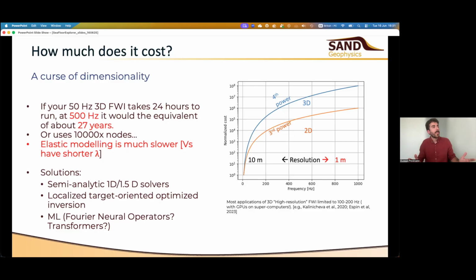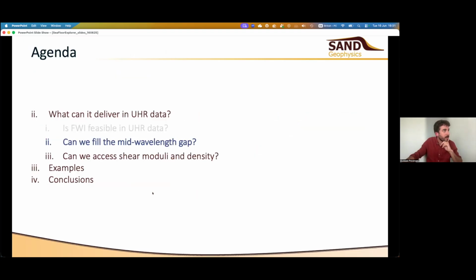And I think it's currently when you see very high res FWI, we are talking about hundreds of hertz. So in order for us to push it to kilohertz scale, we need a serious investment in numerical methods and HPC infrastructure, and also convince developers that this is worth the cost. And is it worth the cost?